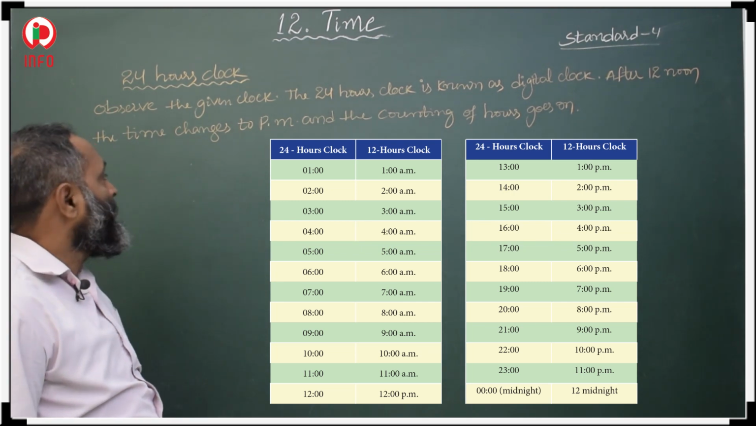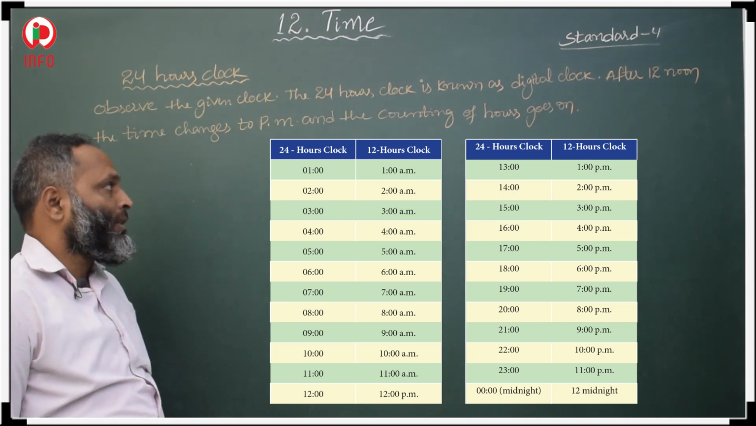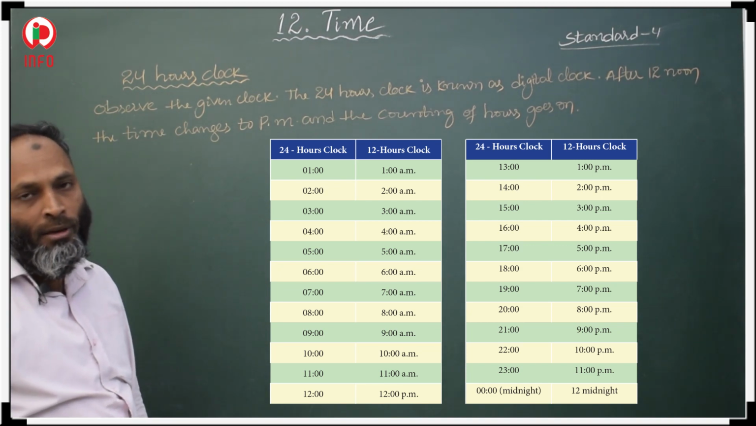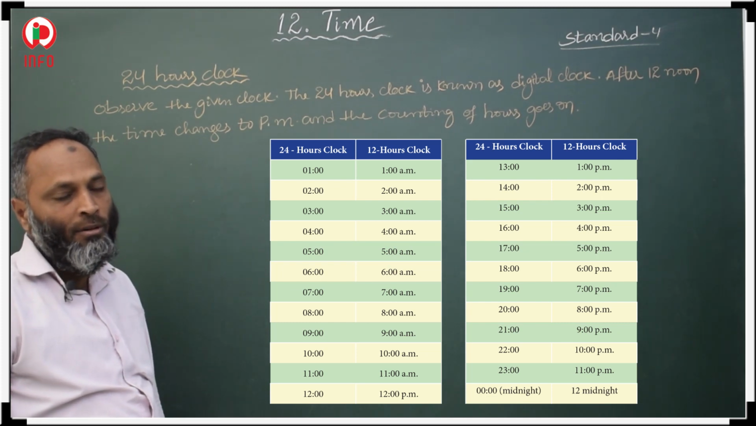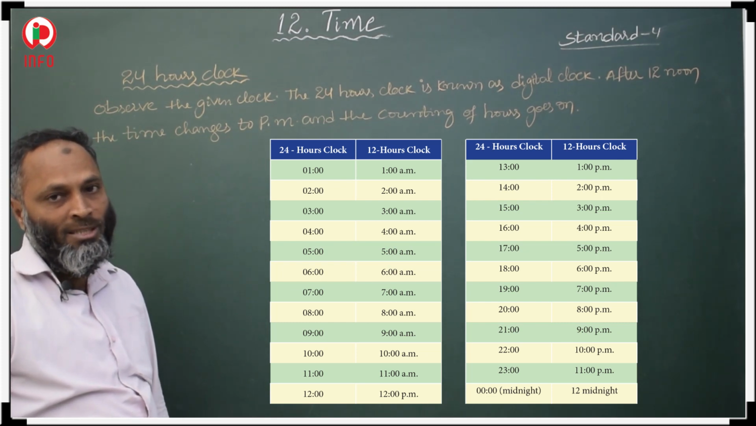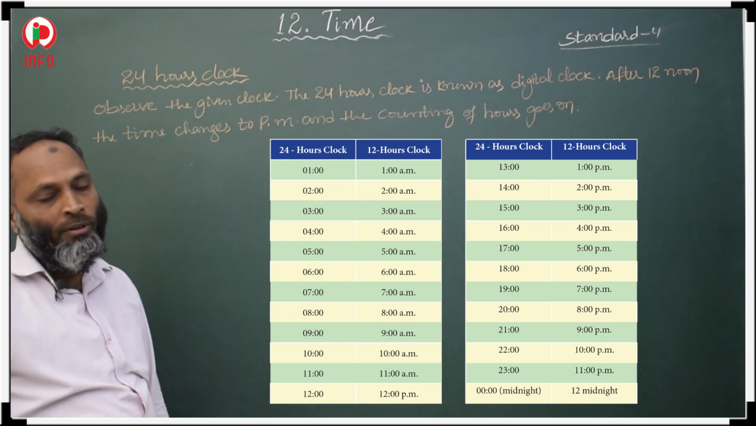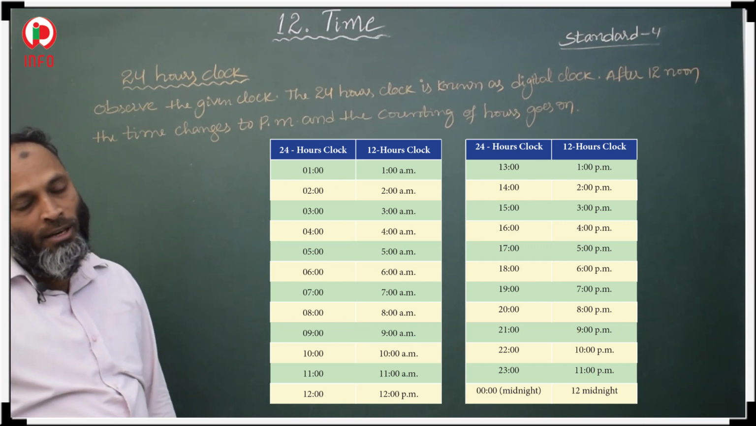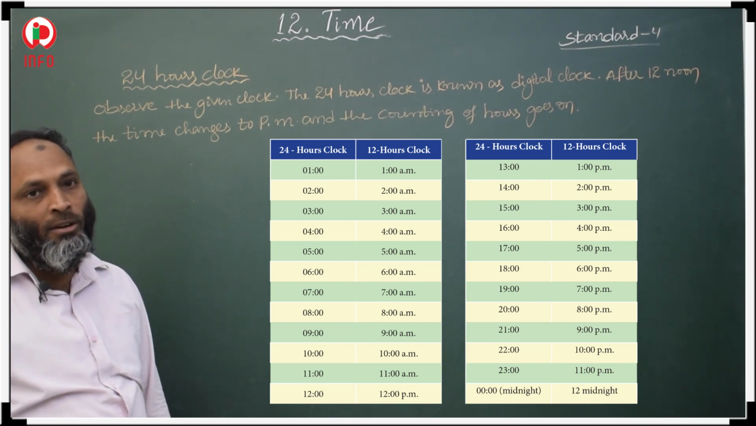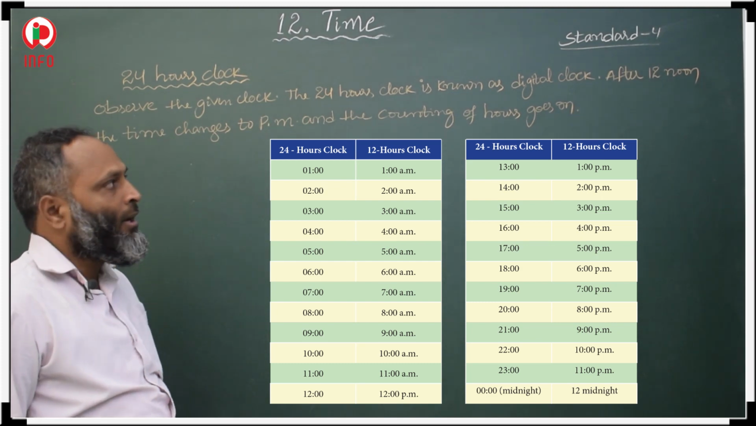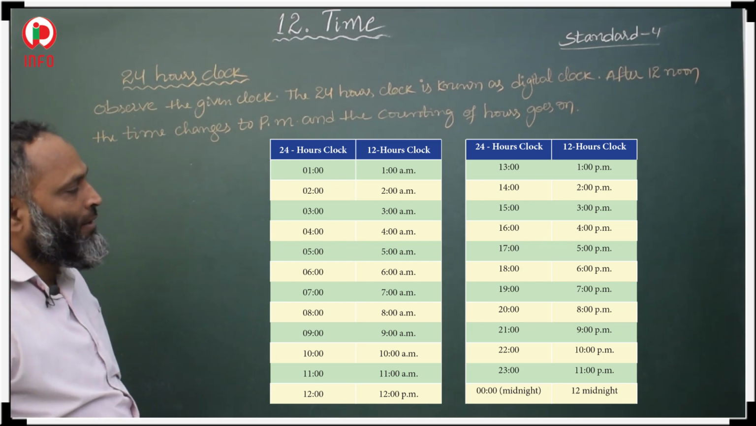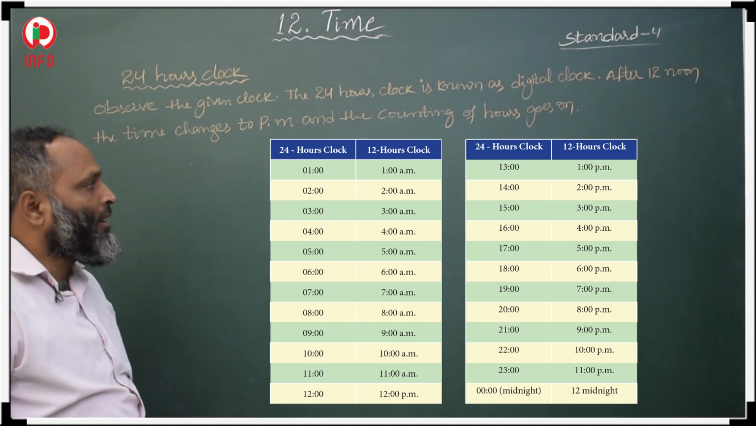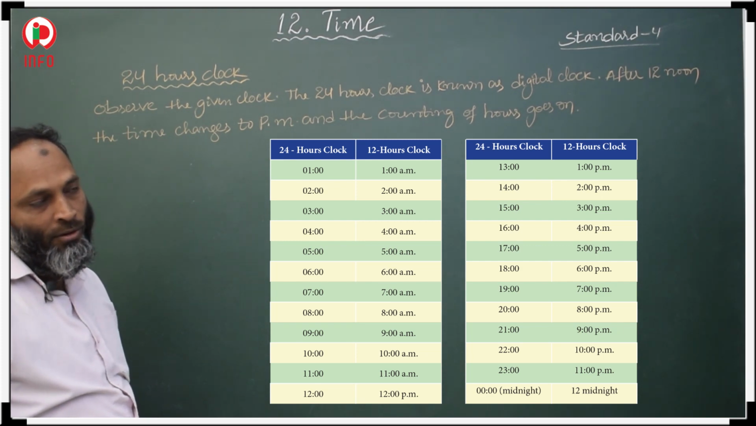So after 12 noon, the time changes to PM and the counting of hours goes on. So here we know AM and PM. According to AM and PM, in the afternoon after 12, the time will change to PM. Then how does the 24 hours clock go on? After 12 it will be 13, 14, 15, like that it goes on. Okay. See here, in the table it is given that in the night 1 AM, the digital clock shows 1 o'clock.